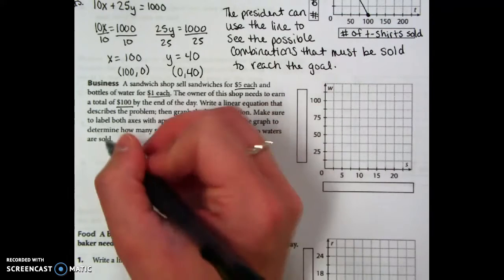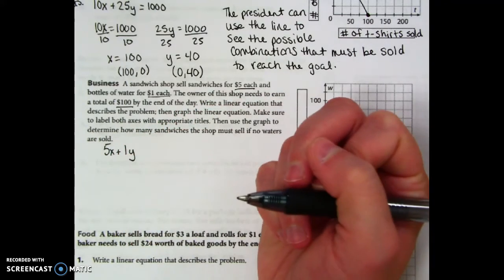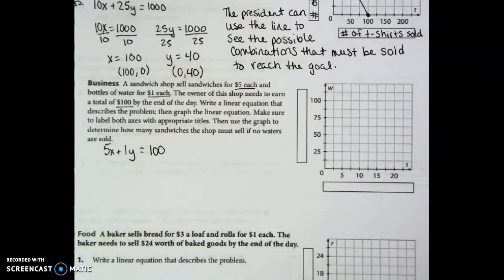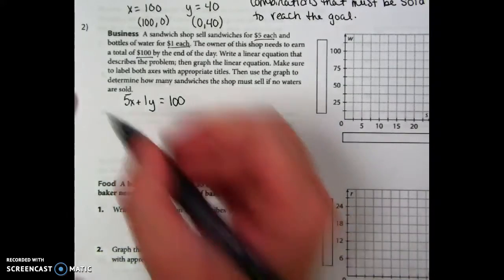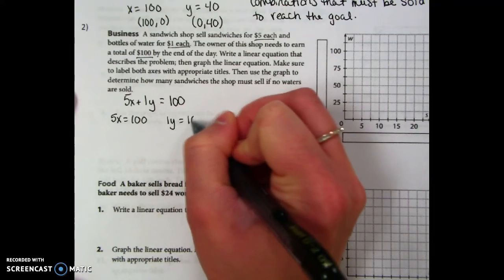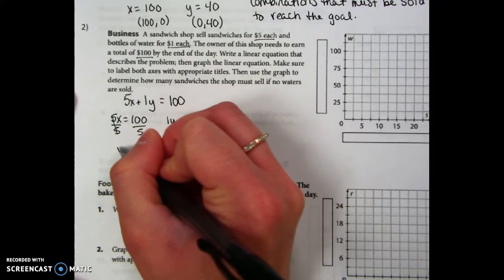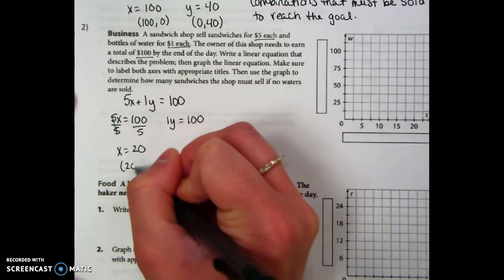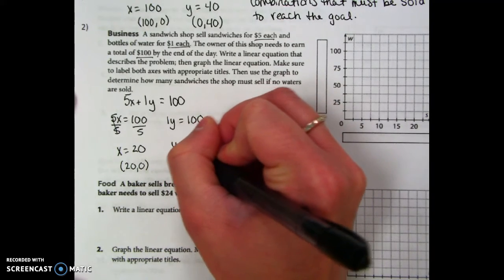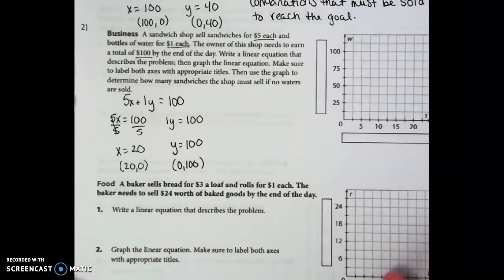Okay, so 5x plus 1y, you don't really need the 1 there, but whatever, equals $100 is the goal. So I'm going to find the x and y intercepts. So 5x equals 100 and 1y equals 100. So divide both sides by 5. X equals 20, so that point is 20, 0. Over here, it's just y equals 100, and that would be 0, 100.